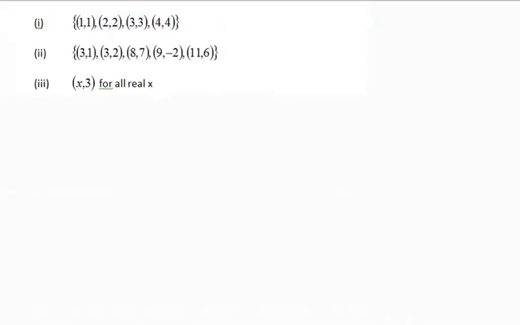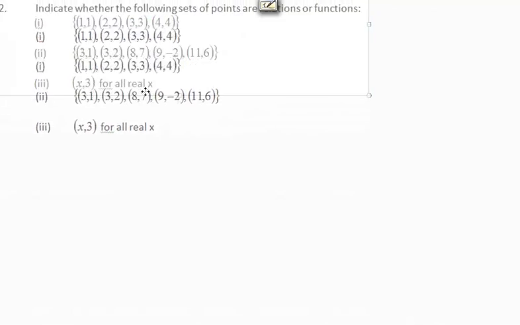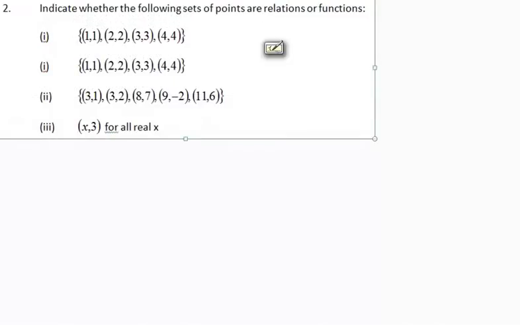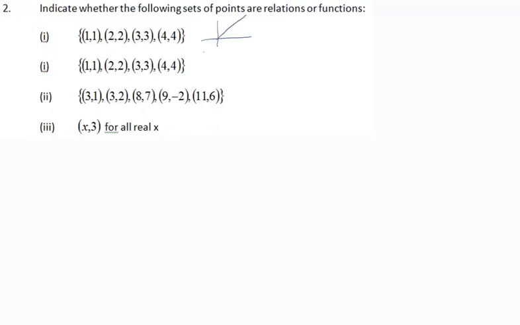Okay, so now for question 2 here. We want to indicate whether the following sets of points are relations or functions. So we know our function can only point from one point to another point here. So here we've got 1, 1, 2, 2, 3, 3, 4, 4. So this looks like this when we draw it. This one is a function. Here, this is the same one, also a function.